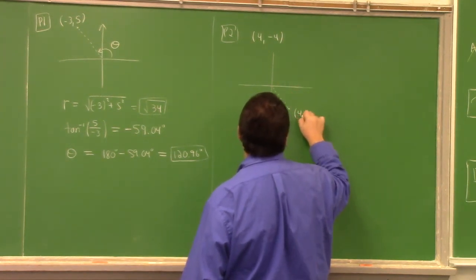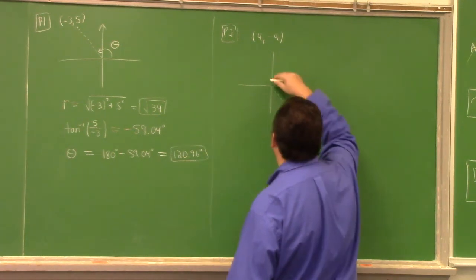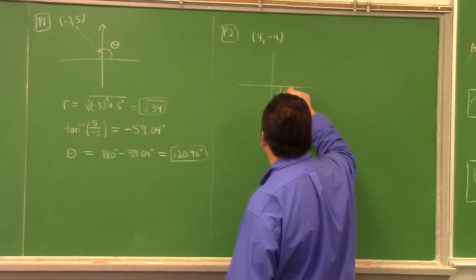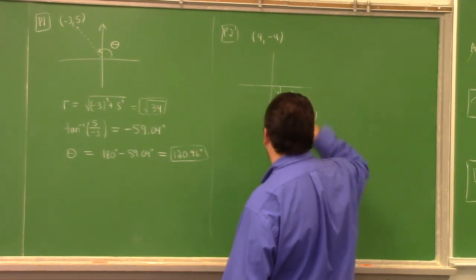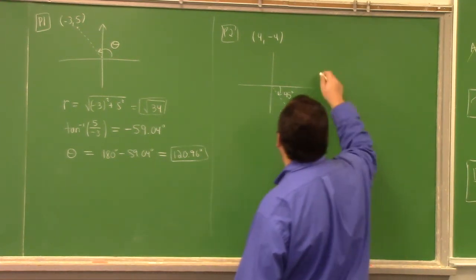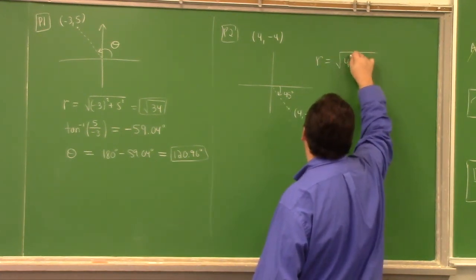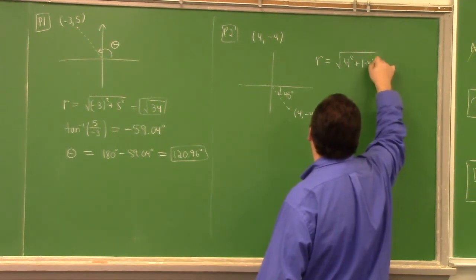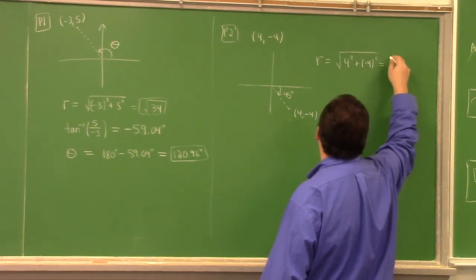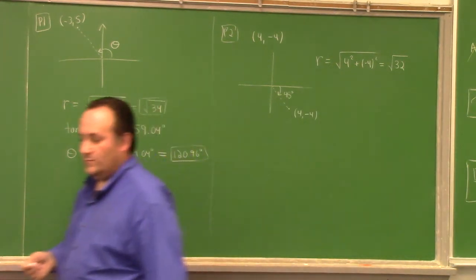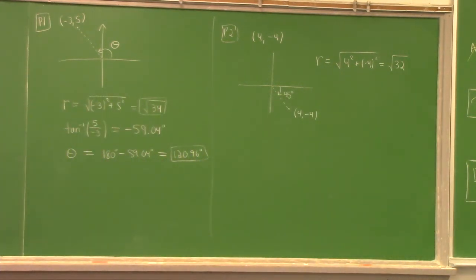Right. So this is equal x and y, that's 45 degrees, right? So 45 degrees in the clockwise sense. What's r for this? So, yeah, square root of 32. So we could say that the polar coordinates to this are r equals the square root of 32 and minus 45 degrees, right?